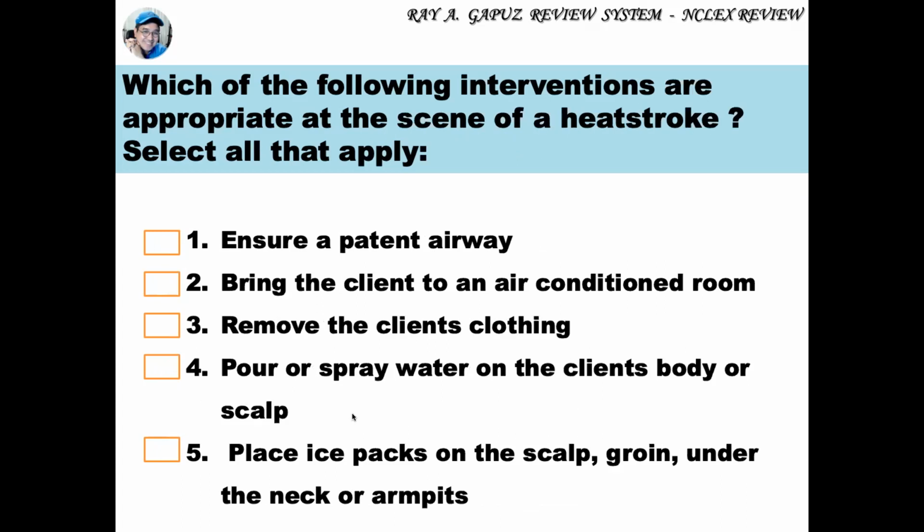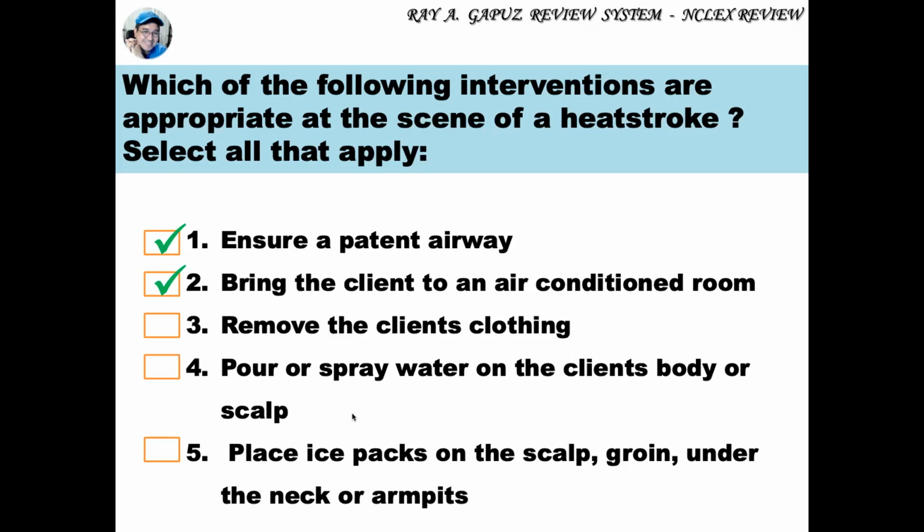Next, which of the following interventions are appropriate at the scene of a heat stroke? Select all that apply. Number 1, ensure a patent airway. Yes or no? Yes, of course, because your patient would most likely need to breathe. Number 2, bring the client to an air-conditioned room. Is yes, somehow make it cooler for them, because if you put them still outside, it could still increase their temperature.